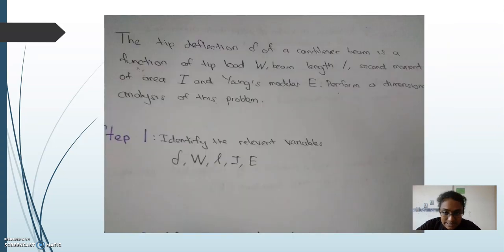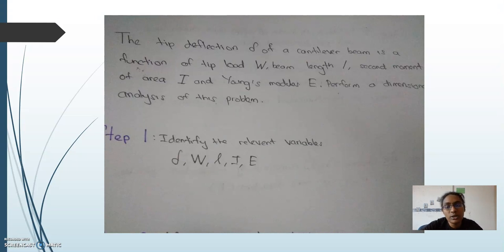This is my first example for Buckingham's theorem. The question is, the deflection delta of a cantilever beam is a function of a tip load W, beam length L, second moment of the area I, and Young's modulus E. Perform a dimensional analysis of this problem.